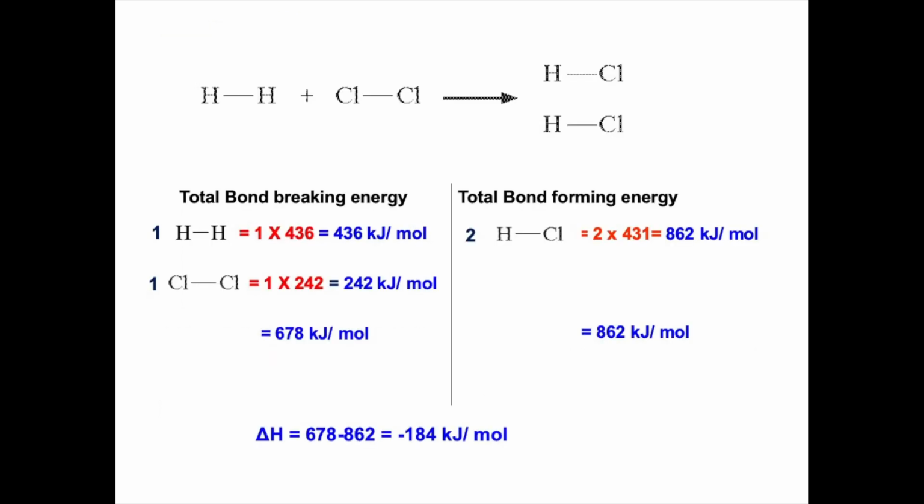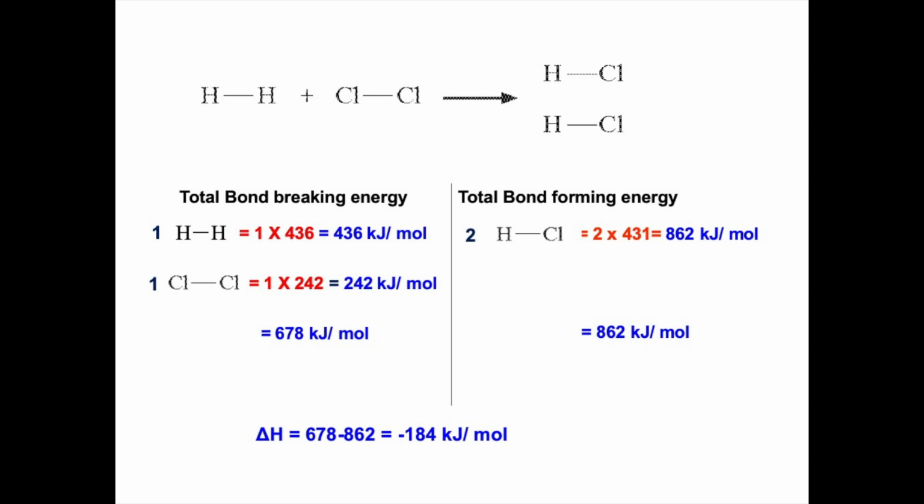Let's look at how we go about answering this question. First thing we do is work out the total energy required to break all the bonds in the reactants. The reactants are made up of hydrogen and chlorine. There's one H-H single bond and one Cl-Cl single bond. So I work out the energy required to break both of those. It will be 436 added to 242. And that gives me a bond breaking energy of 678 kilojoules.